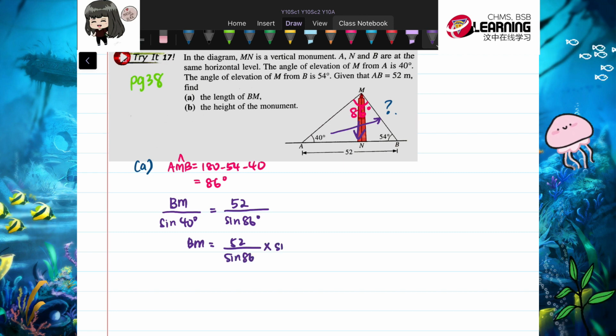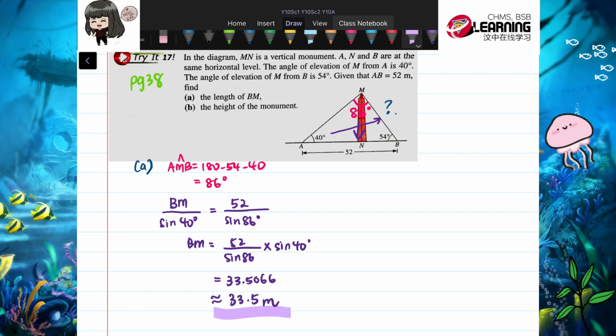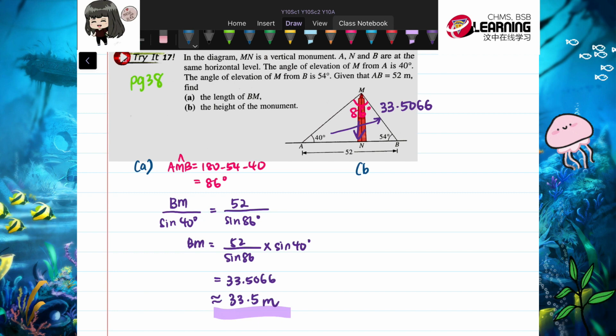Move to the other side, it becomes times. So it becomes 33.5066. 3 sig fig is 33.5 meters. Okay, so this is the answer. What we have here is 33.5066, the one without rounding off, because I'm going to do the next question, part B.